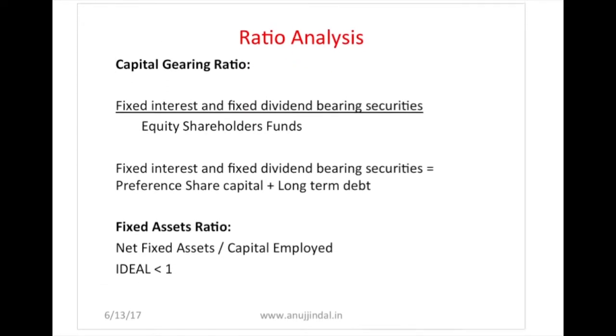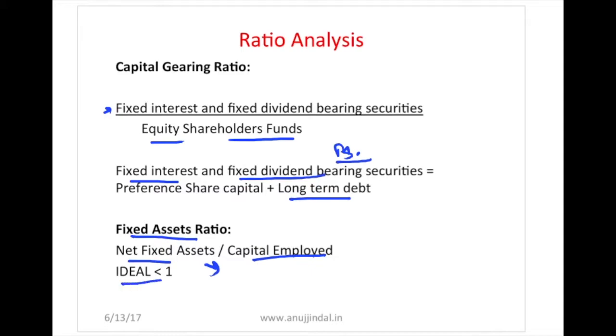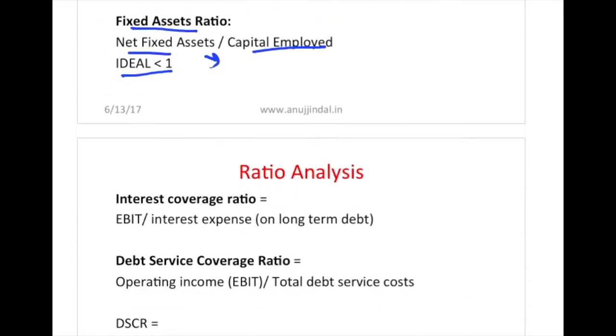This is the formula for finding out shareholders funds or net worth or proprietary funds. The next one is the capital gearing ratio, very important again. The formula is fixed interest and fixed dividend bearing securities upon equity shareholders funds. Fixed interest, these are all fixed liabilities that have to be paid to investors. Fixed interest, fixed dividend bearing securities, pertaining to preference shares, is equal to preference share capital plus long term debt. So this is what I just said. Fixed asset ratio is another one, which says net fixed assets upon capital employed. We'll be talking about capital employed soon. So it is net fixed assets upon capital employed, net of fixed liabilities. The ideal ratio is less than 1 for the fixed assets ratio.